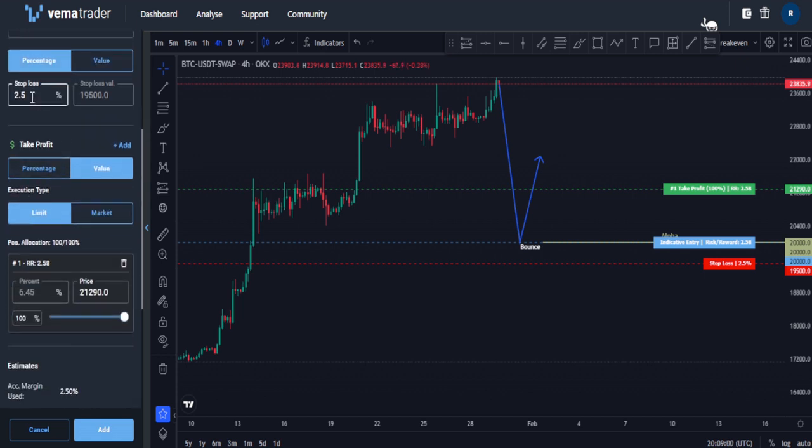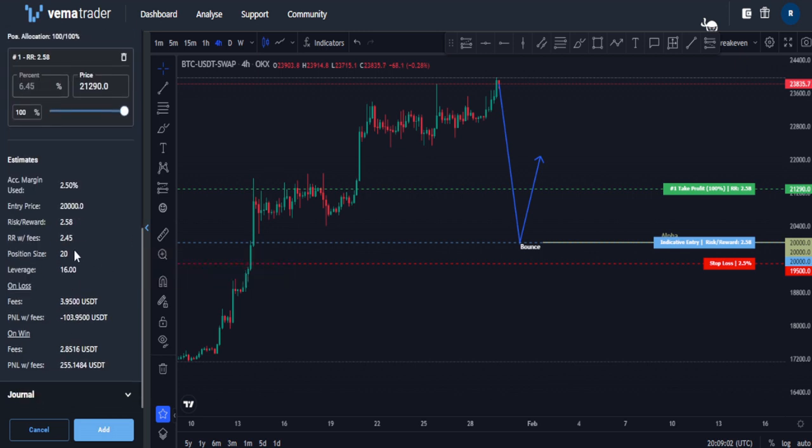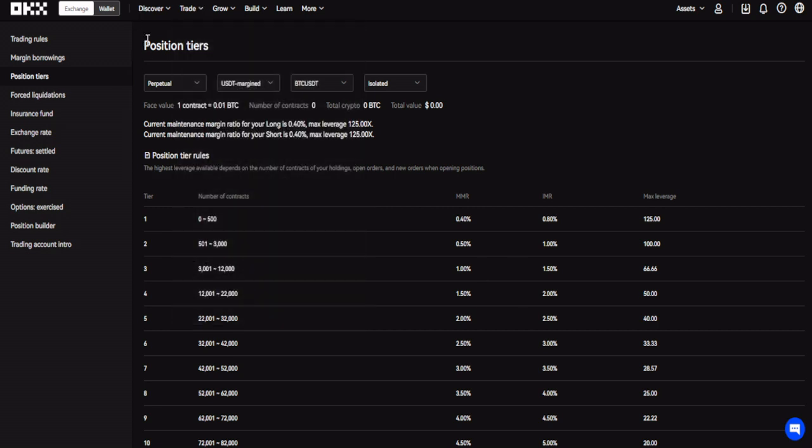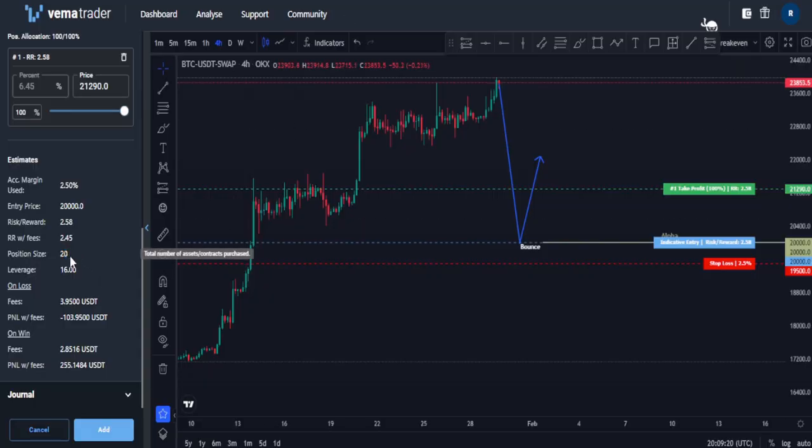Now we can see that if I have a 2.5% stop loss on this trade, I'm going to have a position size of 20. On OKX's BTC USDT swap contract, each contract is worth 0.1 Bitcoin. Now we can find that here on this position tiers page. You can see just here, face value, one contract, 0.1 Bitcoin. So what that means is my position size of 20 means I'm actually trading 0.2 Bitcoin, right?